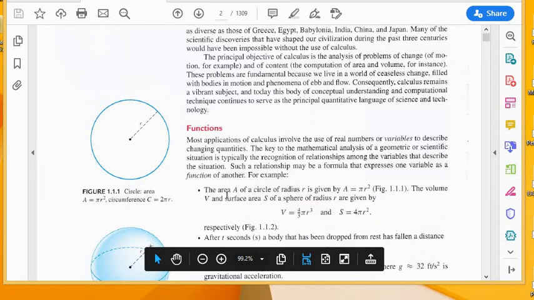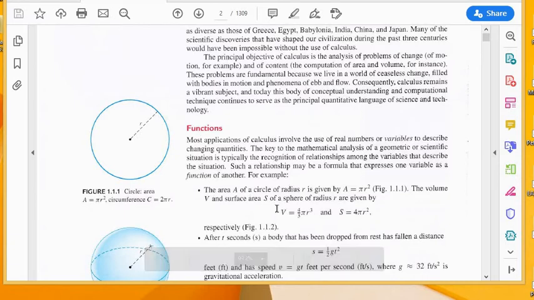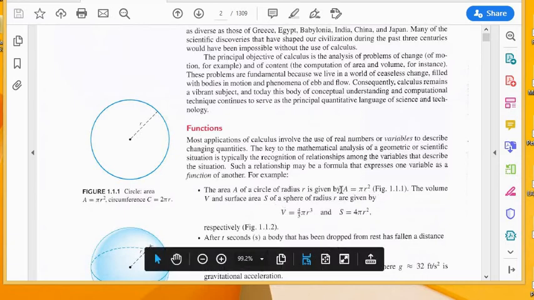For example, here we are given that the area of a circle of radius r is given by this equation. Okay, let's prove this equation. We will try to prove that the area of a circle is equal to pi times the radius of the circle squared. And the way that this equation is proved is the following.